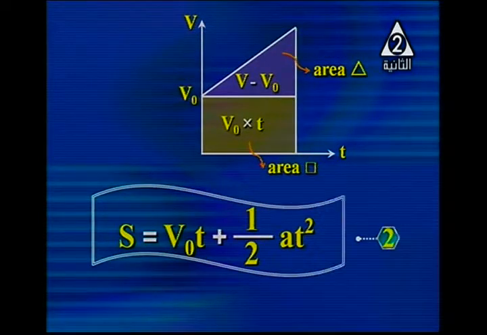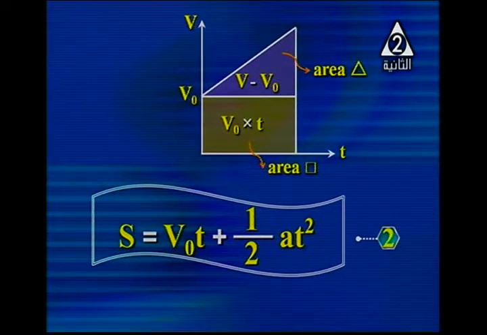Remember, dear student, the second equation is clear: the relation between distance, V naught, and the acceleration A. S equals V naught T plus half AT square. Remember this rule: when we find the distance and the given is V naught, A, and T, the relation between S, V naught, and T is S equals V naught T plus half AT square.